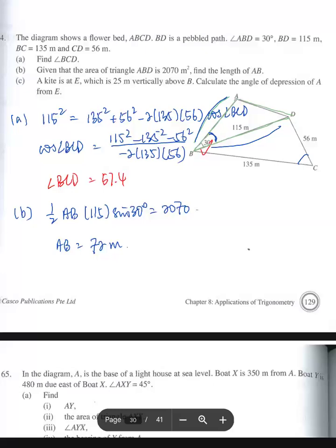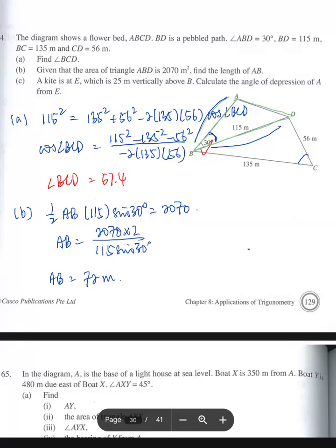Okay. Again, you might want to write out your working. Again, it's up to you. So your working should look like this. AB is 2070 times 2 over 115 sine 30. Okay, let's move on. Part C.